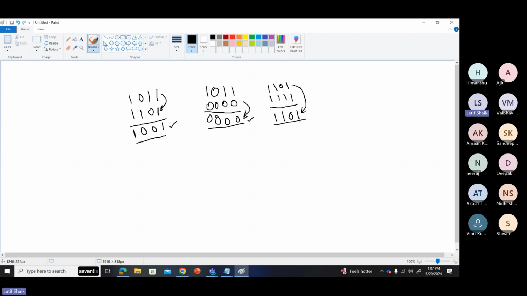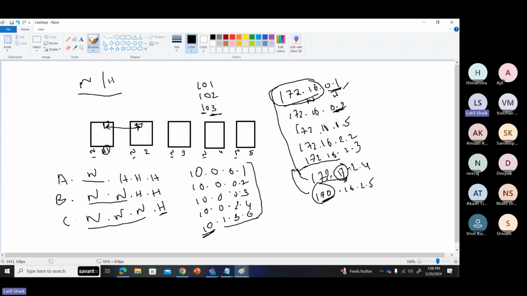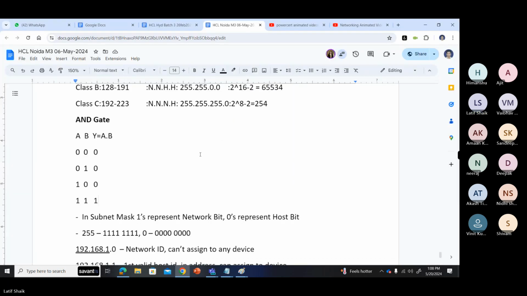So these are three representations, three examples I am showing. It is an AND gate operation. It means if both sides are one, you will get a one. If anything is zero, whether the other is zero or one, you will get a zero only. That is the point of the AND gate.